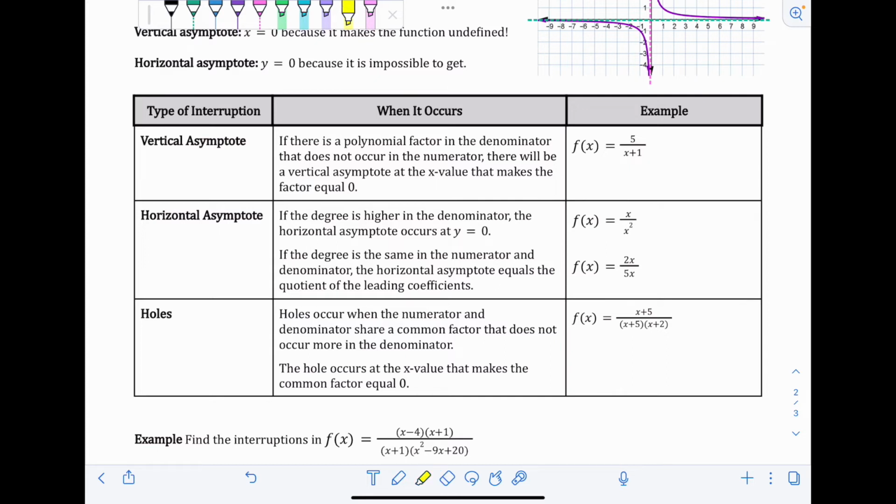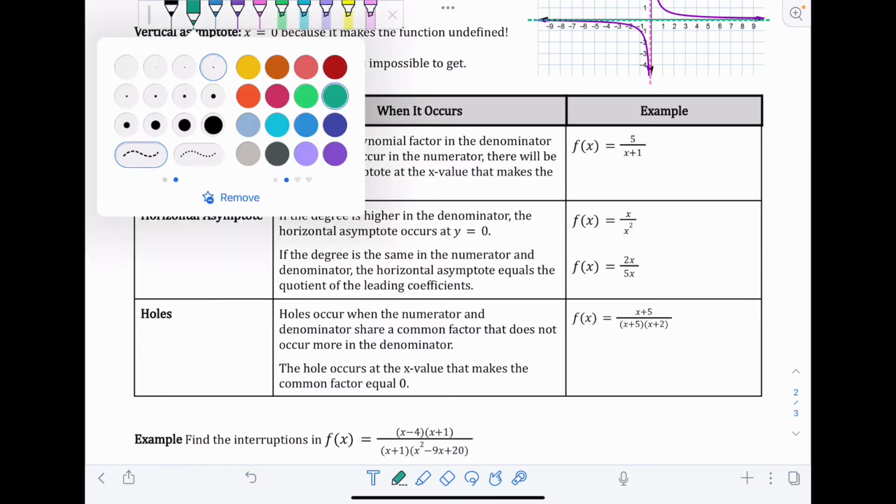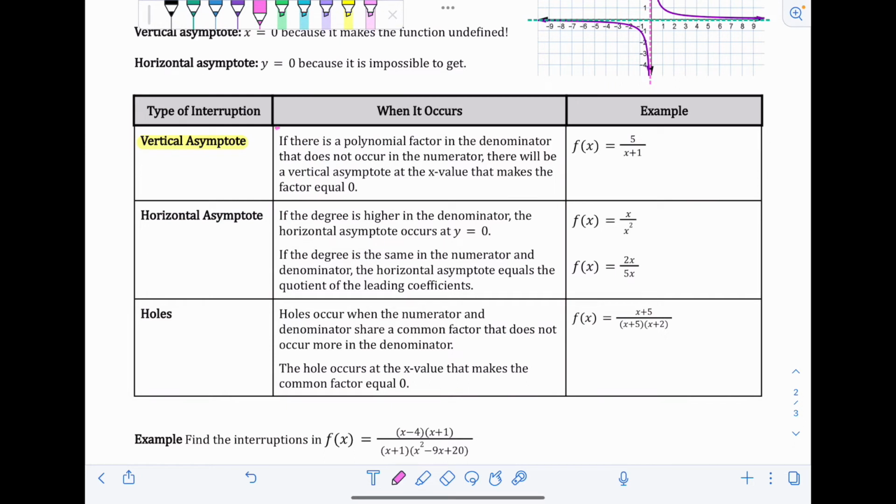So the first one, the vertical asymptote, I'm pretty much going to read this verbatim. For the vertical asymptote, if there's a polynomial factor in the denominator that does not occur in the numerator, there will be a vertical asymptote at the x value that makes the factor equal 0. So our example over here on the right is f of x equals 5 over x plus 1. There is a polynomial factor in the denominator. It's x plus 1. So if there is one in the denominator, yep, we check that box. And then the second one is that it does not occur in the numerator.